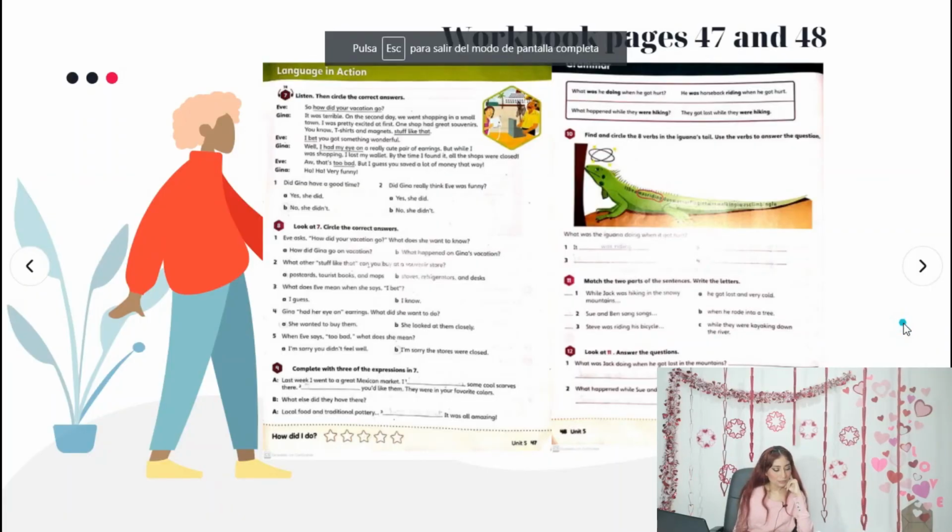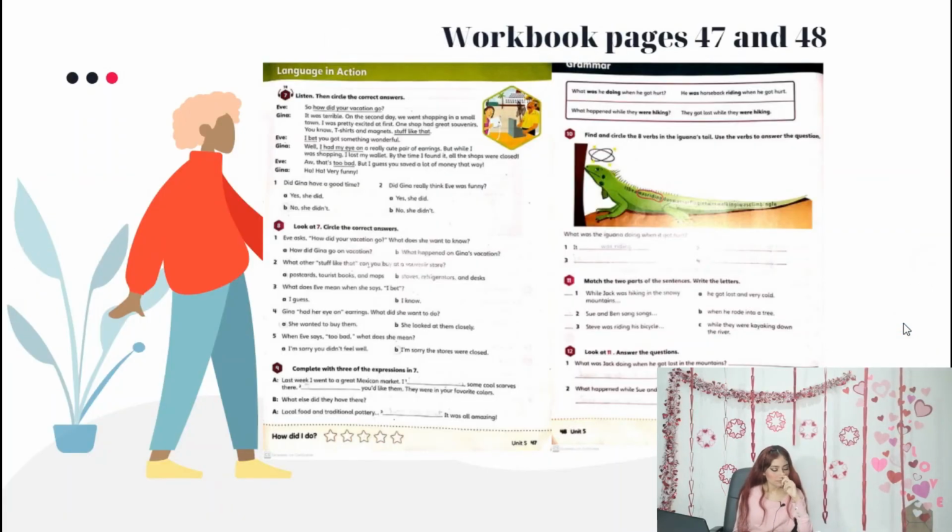Workbook, page 47, activity 7. Listen, then circle the correct answers.